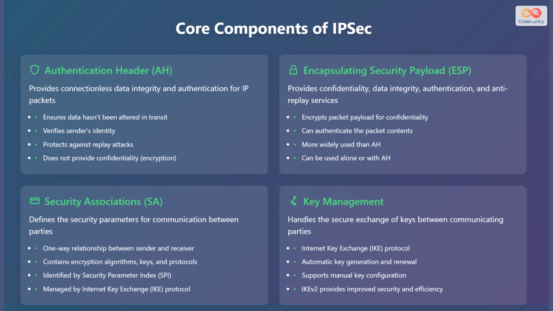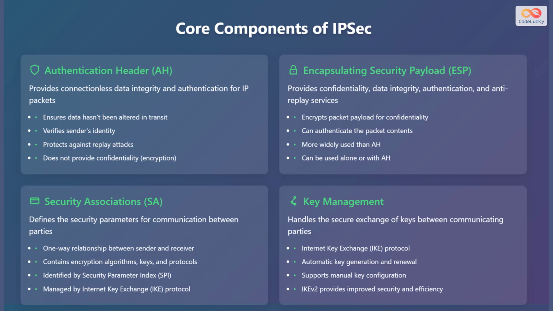The second component is Encapsulating Security Payload, or ESP. It provides confidentiality, data integrity, authentication, and anti-replay services. ESP encrypts the packet payload for confidentiality and can authenticate the packet contents, making it more widely used than AH. It can be used alone or in combination with AH.